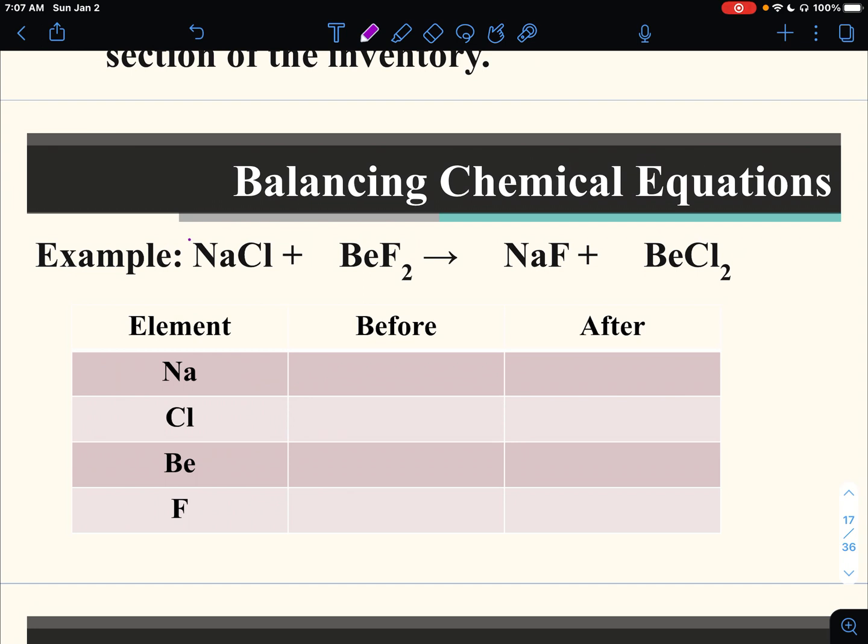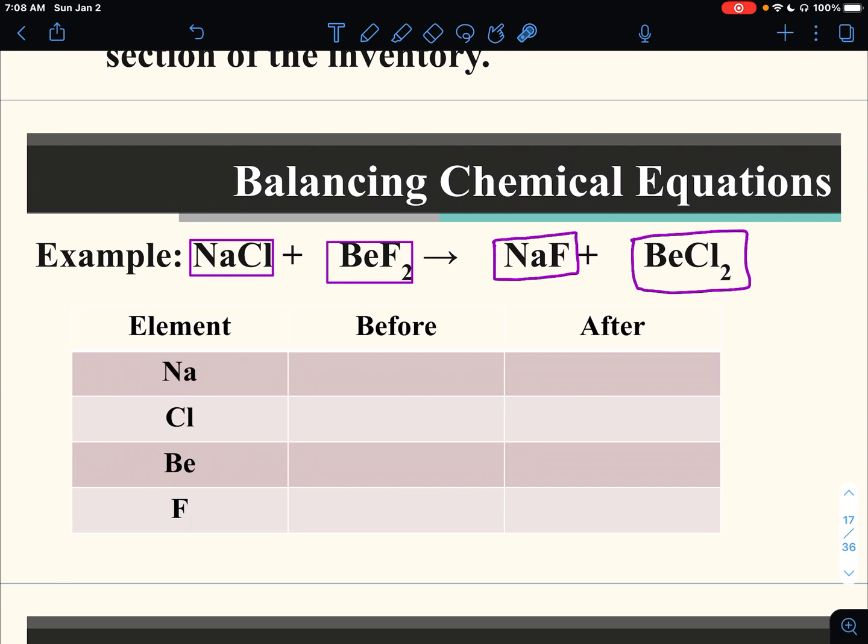So the first thing I'm going to do is put boxes around my chemical formulas so I know not to touch anything in there. And then your element inventory will look something like this, a nice little chart. And I listed all of the elements, and then before is going to mean before the arrow, and after is going to mean after the arrow.